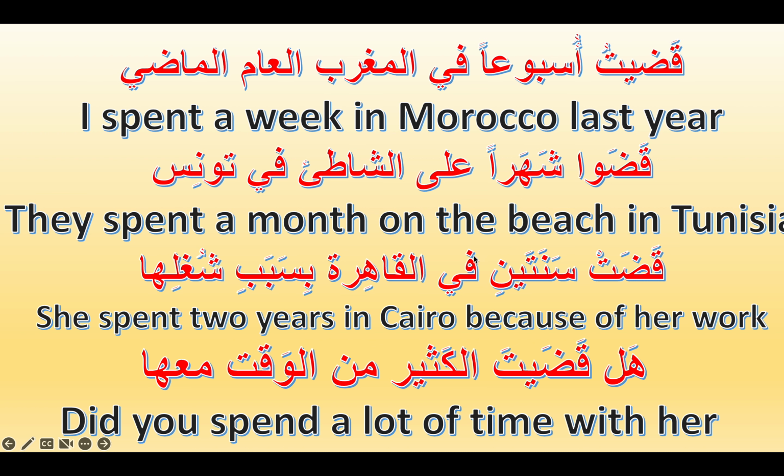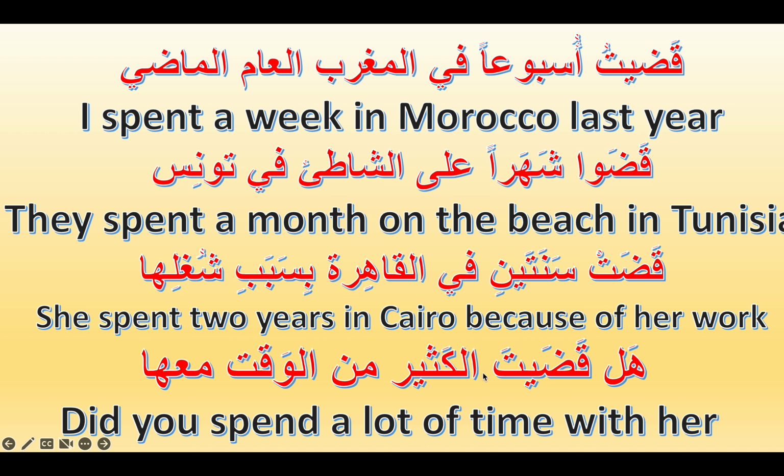قضت سنتين في القاهرة بسبب شغلها. Now, in Arabic, we have sana, which means year, and also عام, the same thing. سنتين is the dual, المثنى. And because it is the object of the verb قضى, it is in the accusative case. So not سنتان, سنتين, 2 years. بسبب شغلها, because nouns after بسبب are in the genitive case, and the genitive case is indicated by a kasra. We will see a video on case.